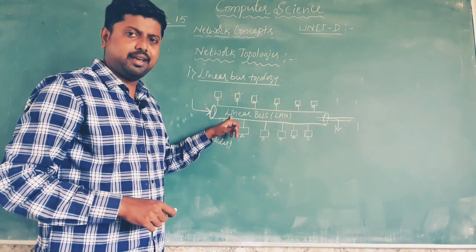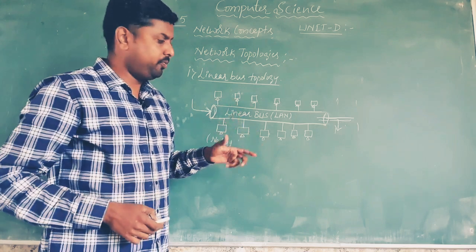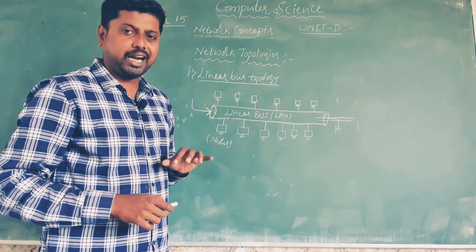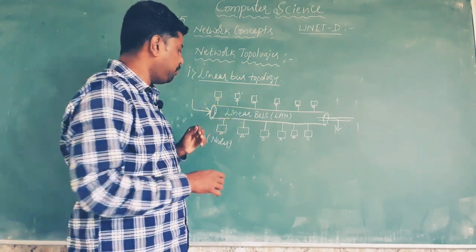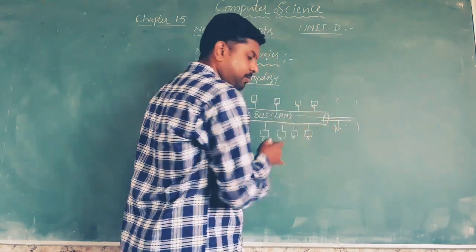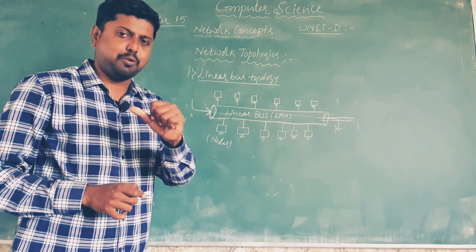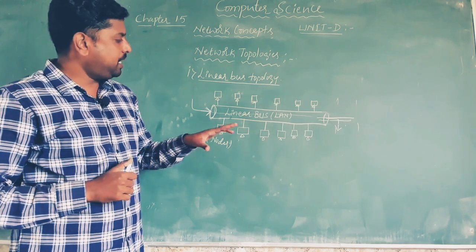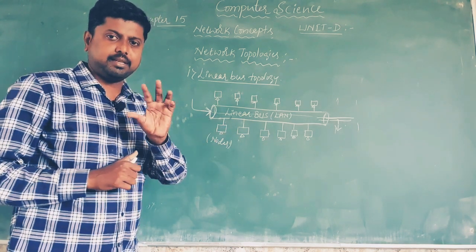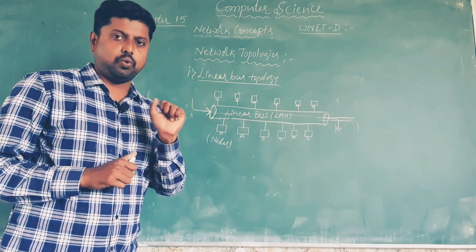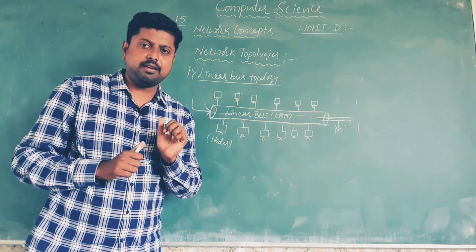Linear. That's what the linear says, one after another. We have a chance connecting to the computer with the help of one common cable. This cable is what we called as LAN cable. Technology is linear bus topology. See, in this topology, we are having some advantages and disadvantages too. Now I will discuss about some advantages, dear students.